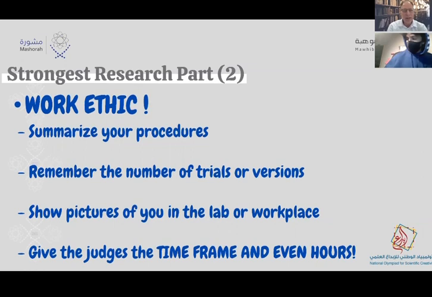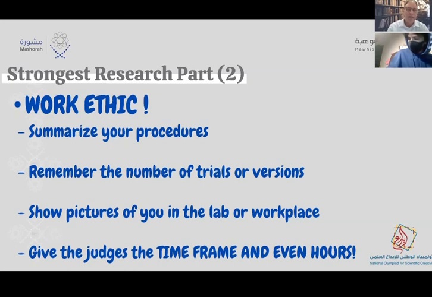Give the judges the time frame. Hey, I started at SRSI in August, or I started at KFUPM in September. I went into the lab every day, or I talked to my mentor once a week. It's very important that you let the judges know how much time you worked on this, because it impresses them and it gives them the perception that you've done a lot of work on this, which you have.